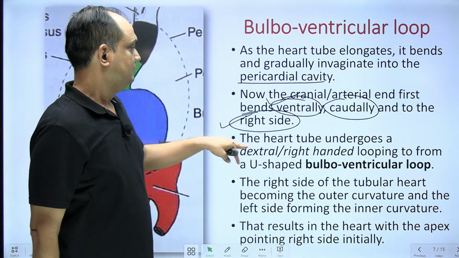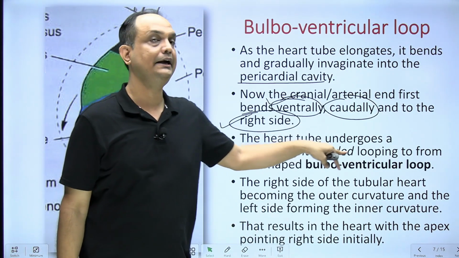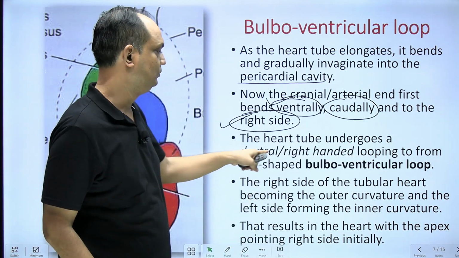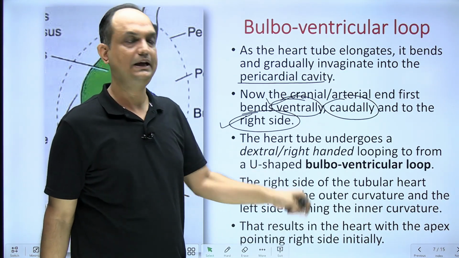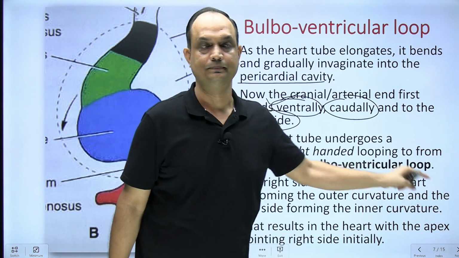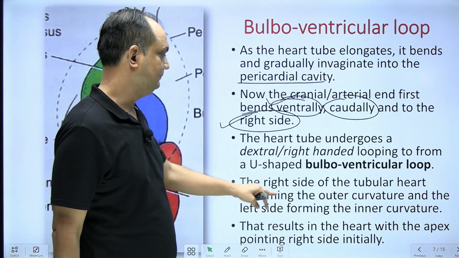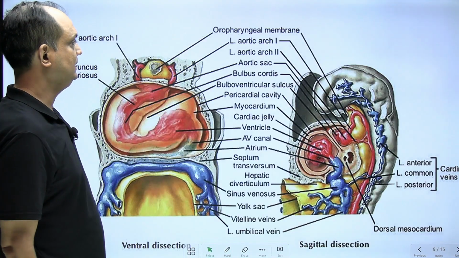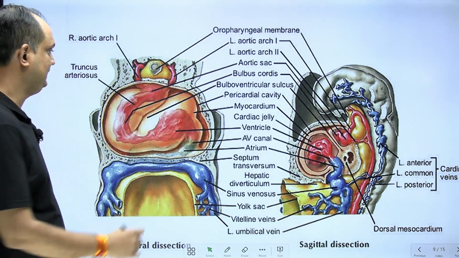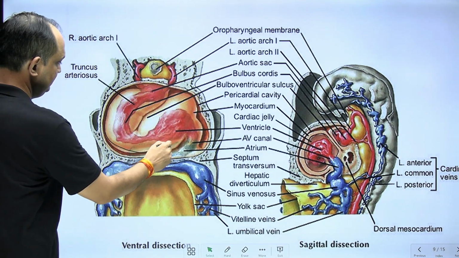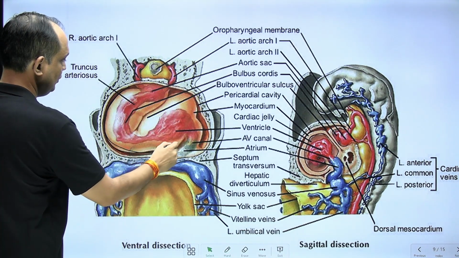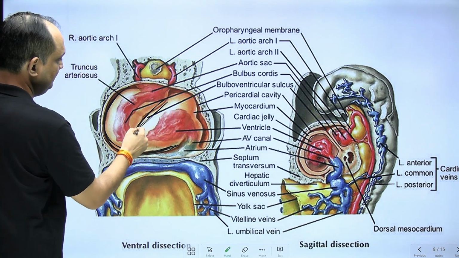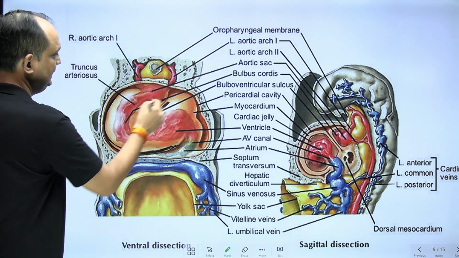Clear? The heart tube undergoes a right-handed looping. So what is the normal looping? Right-handed looping, which is known as dextral looping, and this dextral loop is now known as the bulboventricular loop. So the right side of the heart becomes the outer curvature and the left side becomes the inner curvature. What does it mean? Now here you can see when the looping is taking place. So this is your outer curvature, and this curvature is convex on the outer side. This is your bulboventricular loop, and this bulboventricular groove forms the inner curvature.